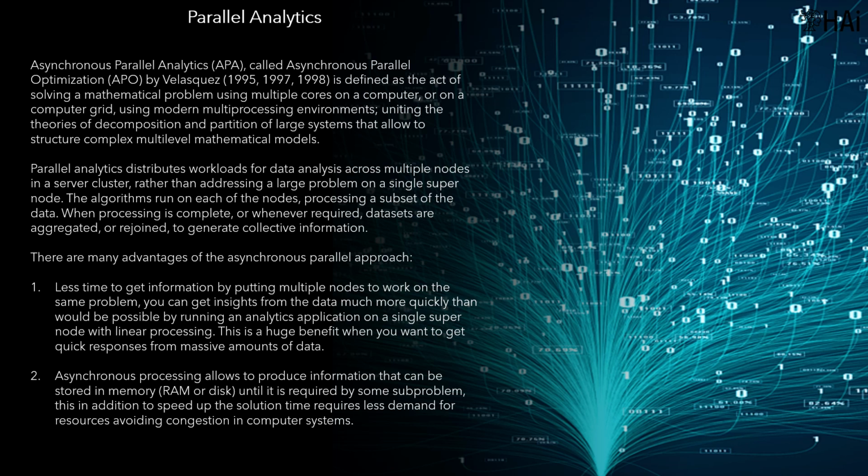Parallel analytics distributes workloads for data analysis across multiple nodes in a server cluster, rather than addressing a large problem on a single supernode. The algorithms run on each node, processing a subset of the data. When processing is complete, or whenever required, datasets are aggregated, or rejoined, to generate collective information.